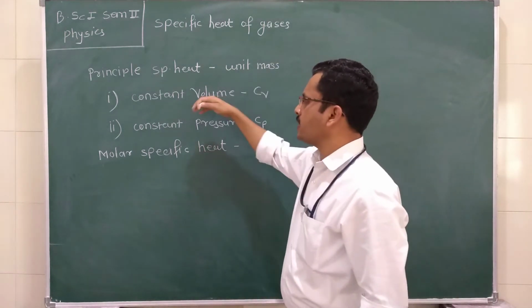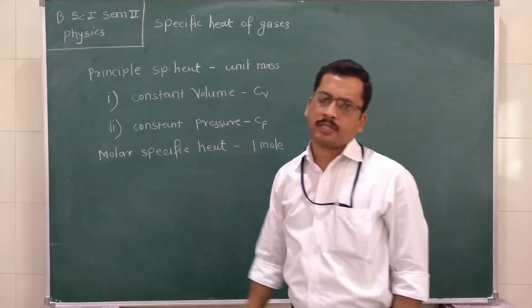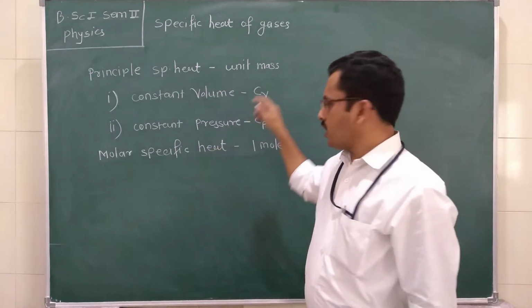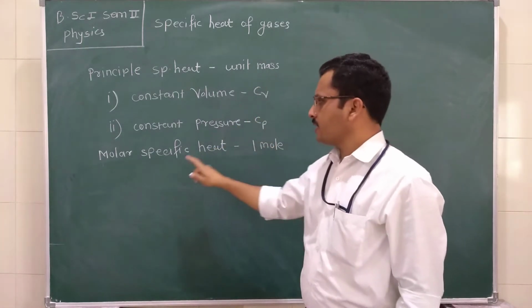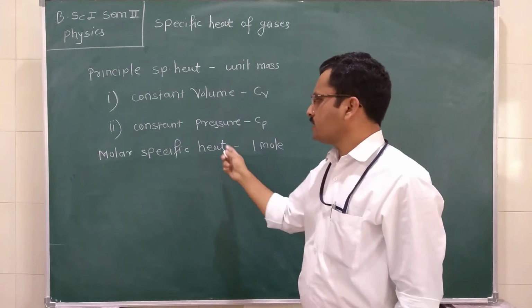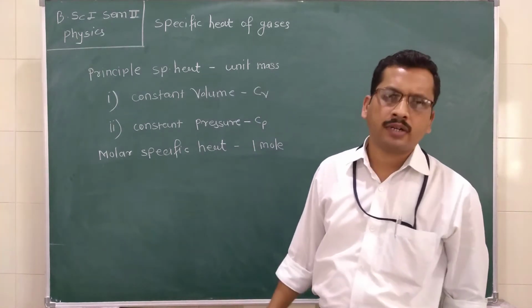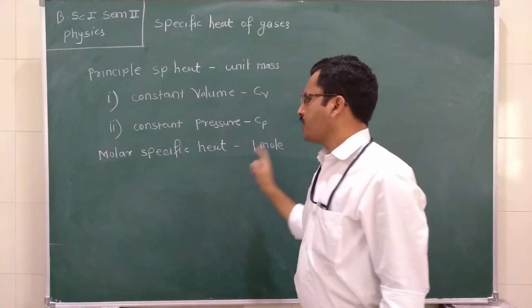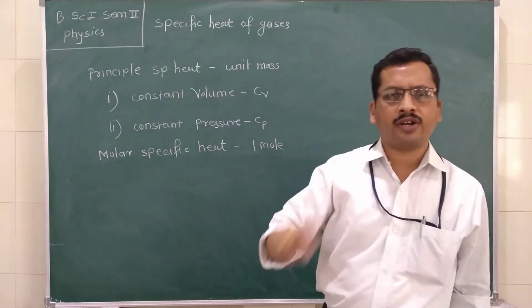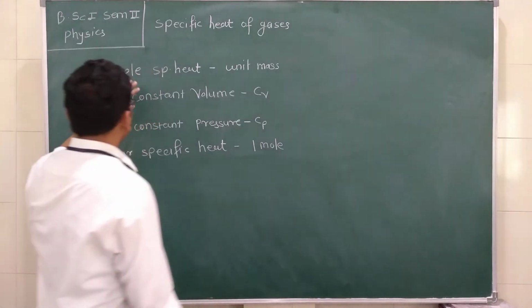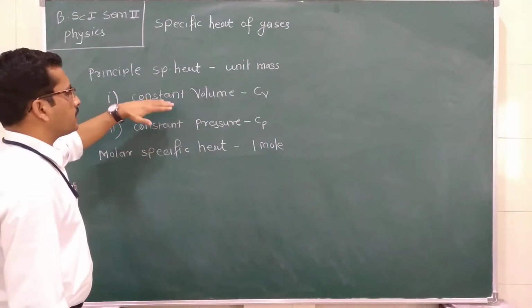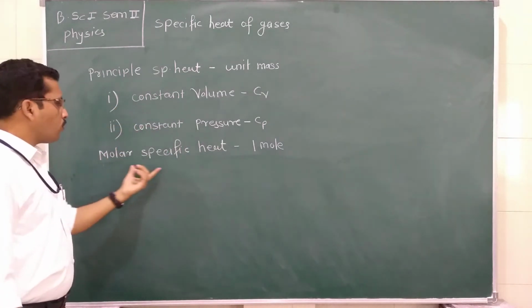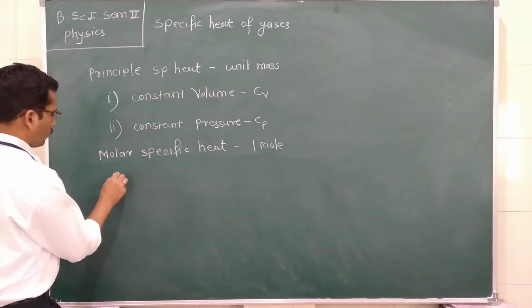Okay, so what is the difference between principal specific heat and molar specific heat? The main difference is that principal specific heat is related with the amount, that is mass, and the molar specific heat is related with the mole of the gas. It is the amount of heat required to raise the temperature of 1 mole of gas by 1 degree Celsius. As this principal specific heat is divided into two parts, at constant volume and constant pressure, this molar specific heat is also divided into two parts.